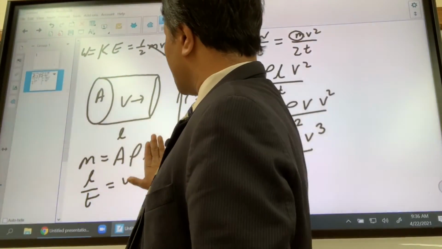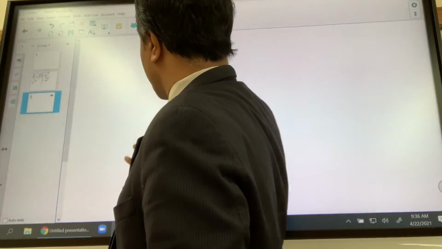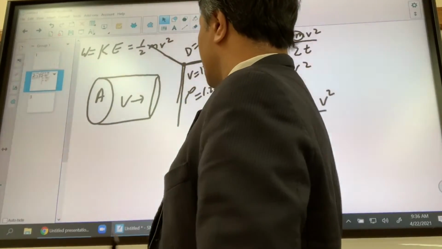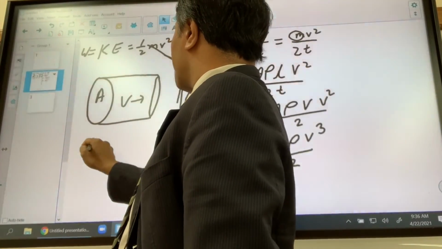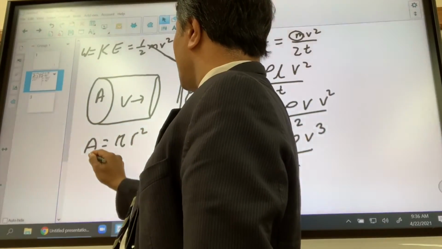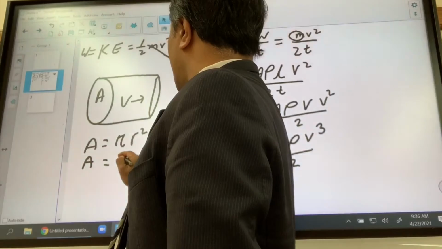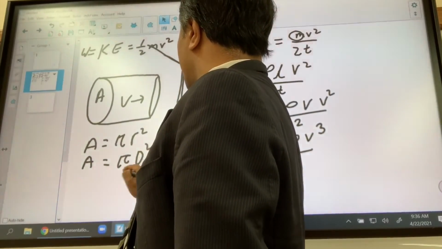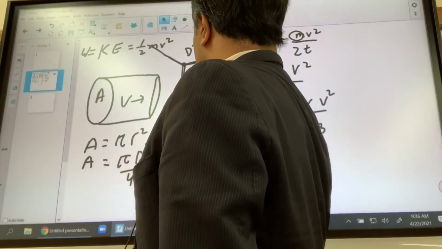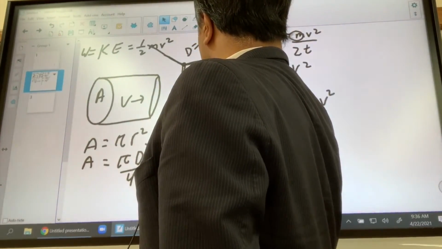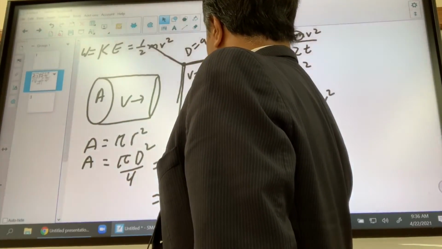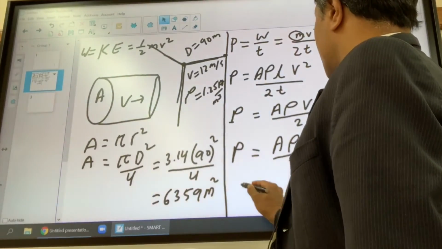So let's see, we can use this formula. The area is equal to pi r squared. We don't have the radius, but we have the diameter. So pi d squared over 4. So we essentially have 3.14 times the diameter of 90 squared over 4, which is 6359 square meters.